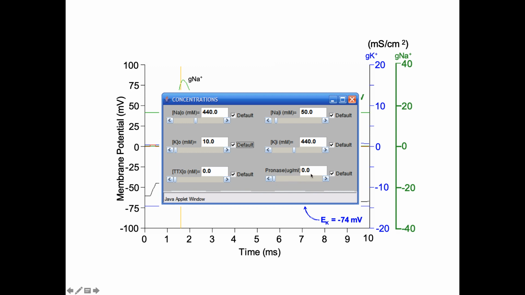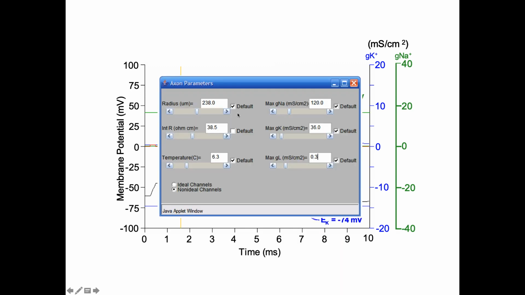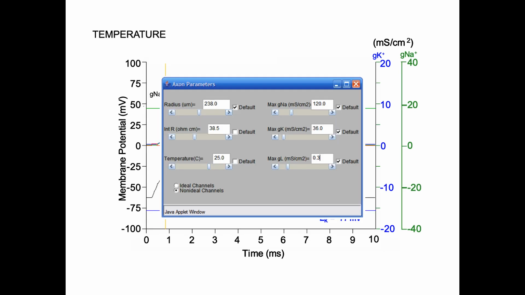So here's what we got. We've got our action potential waveform. We can also manipulate the radius of the axon, the diameter, the conductance for sodium, internal resistance, we talked about that with the length constant, max leak channel, and temperature. So first, what I want to do is change the temperature from 6.3 to 2.5. That's the first thing I'm going to do.